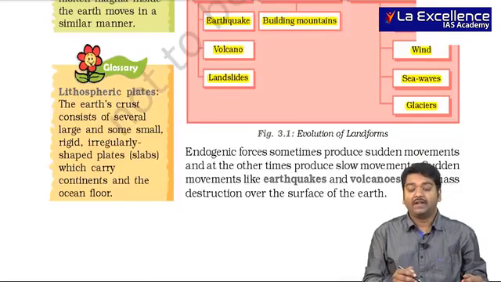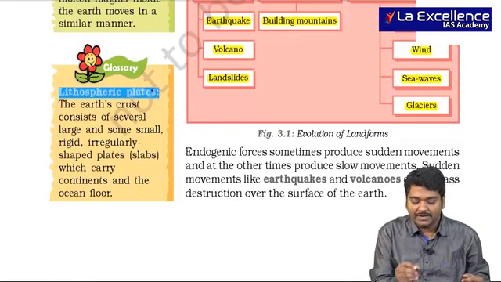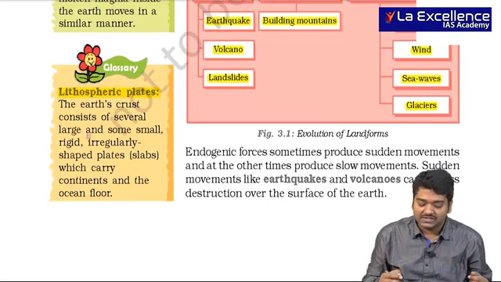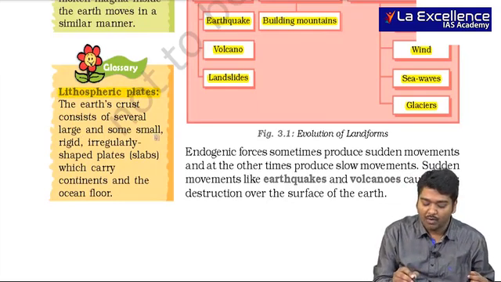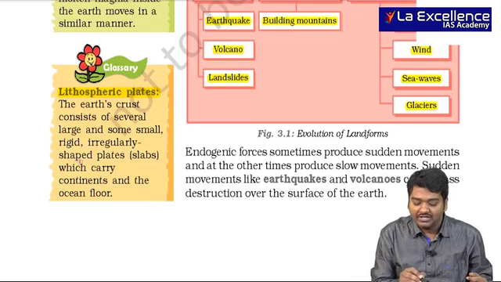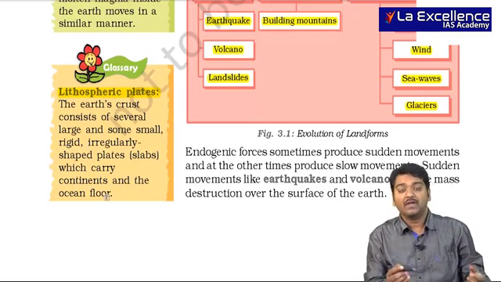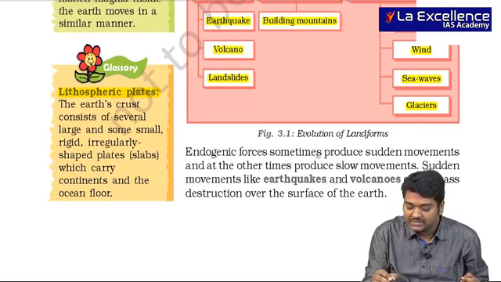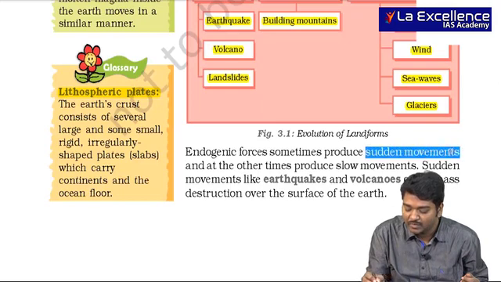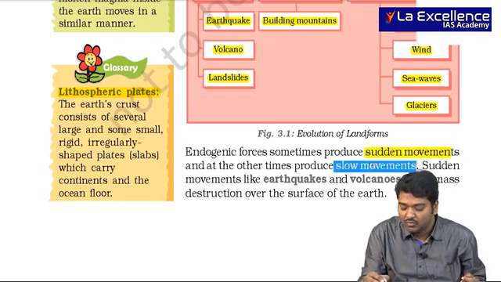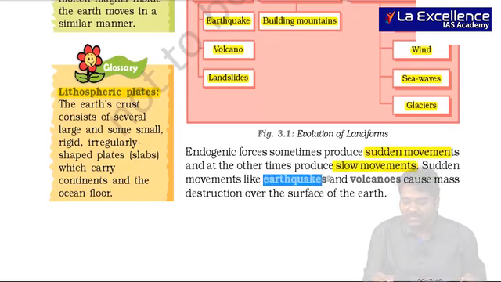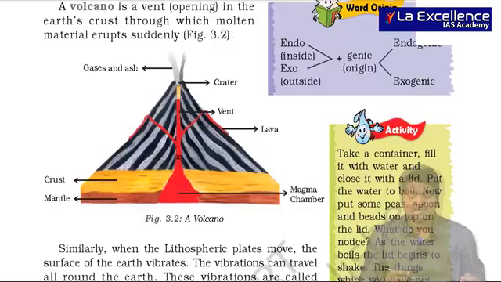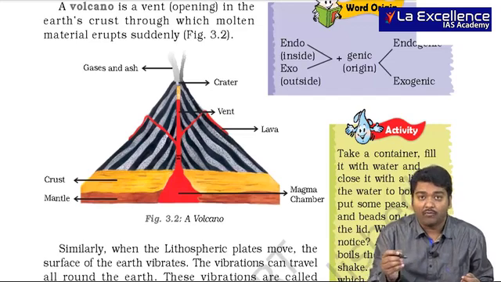Then I talked about the lithospheric plates. The Earth's crust consists of several large and small, rigid, irregularly shaped plates which carry continents and ocean floors. This is called lithospheric plates. Endogenic forces sometimes produce sudden movements and other times slow movements. Sudden movements, examples being earthquakes and volcanoes, I have told you. Now, what exactly is a volcano?